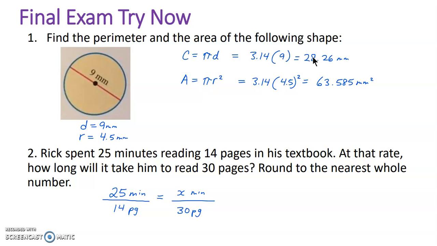To solve for x, we're going to cross multiply 25 times 30 and divide by 14. And so x will be 53.5. But the question asks us to round to the nearest whole number. So we're going to round that to 54. So it will take Rick 54 minutes to read 30 pages.